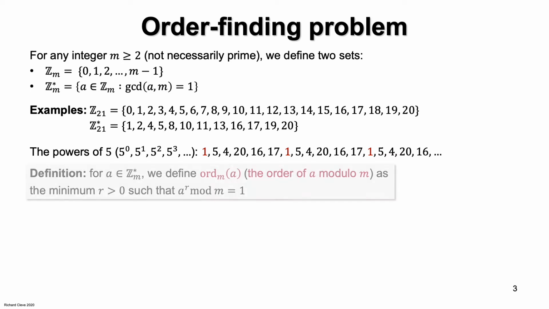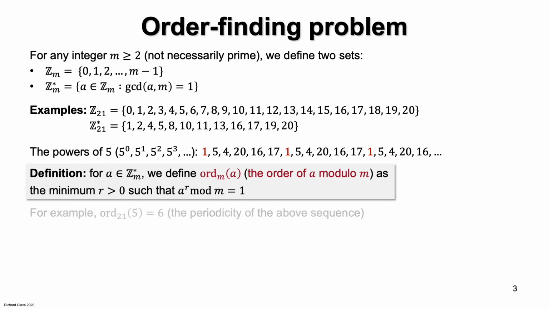Related to all this, we define the order of A modulo m as the minimum positive r such that A to the r equals 1 in mod m arithmetic. Equivalently, the order of A mod m is the periodicity of the sequence of powers of A.